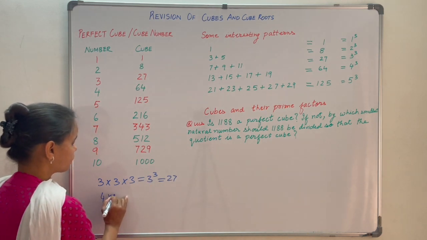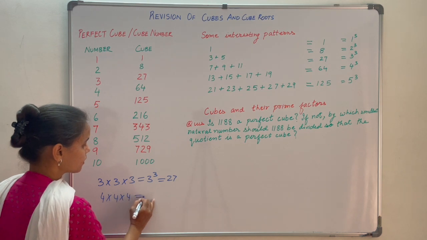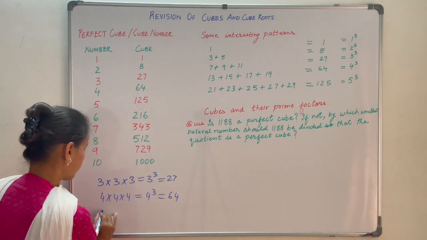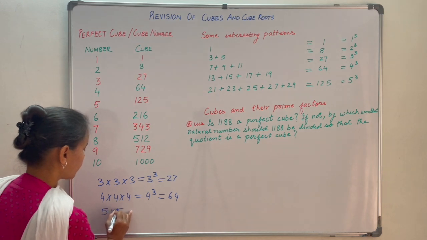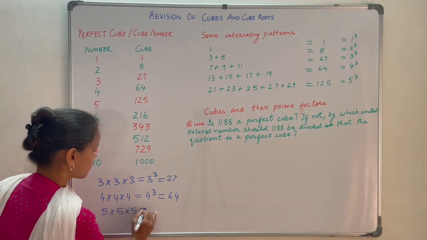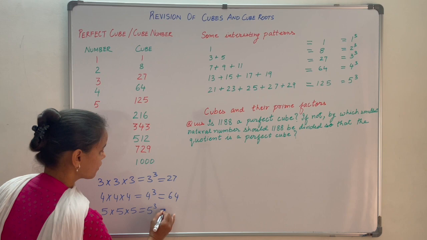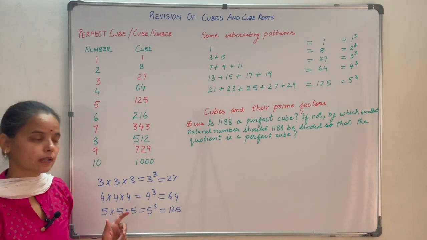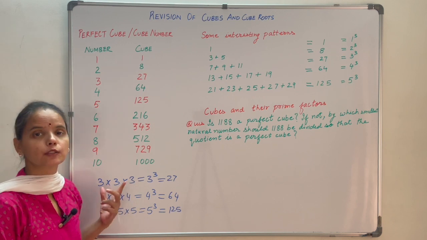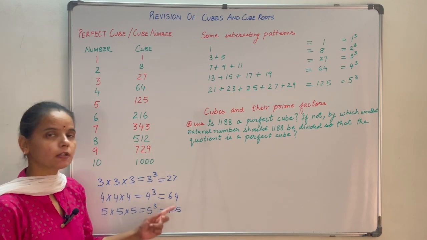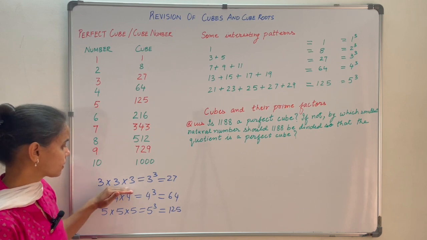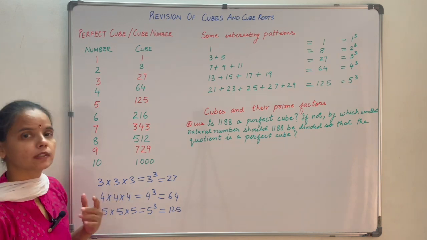You multiply 4 three times, you get a perfect cube of 4. That is 64. If you multiply 5 three times, then you get a perfect cube of 5. That is 125. So when the number is multiplied to itself 3 times, you get a perfect cube. You can see here all these factors appear in a group of 3.